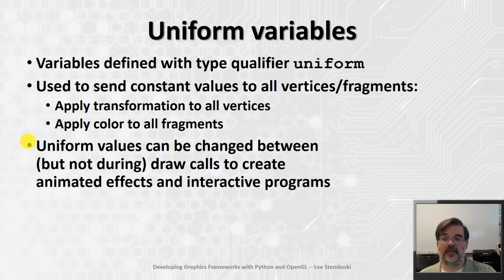And uniform values can be changed between draw calls. They can't be changed within a draw call, but after you render an image with the glDrawArrays function, you could change the uniform value, then render again, and cause it to become animated. Or we could add some user interactivity to cause changes in the program in response to user input. So uniform variables are useful for a lot of things.